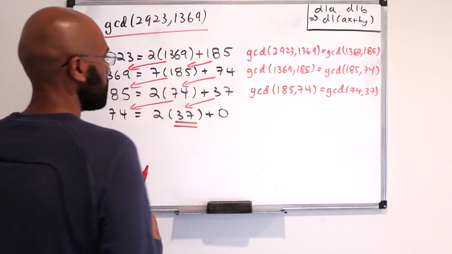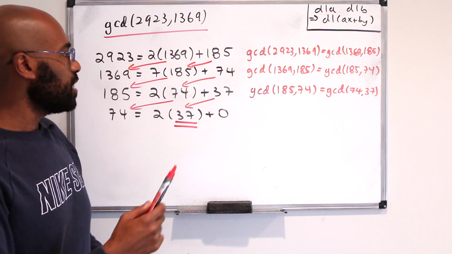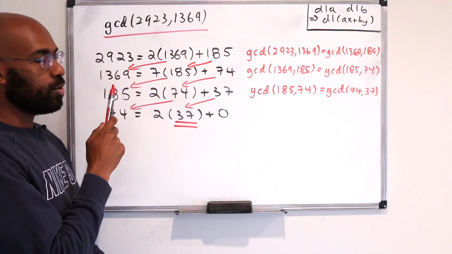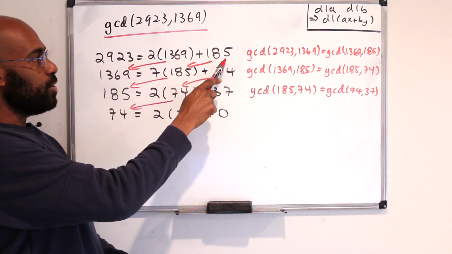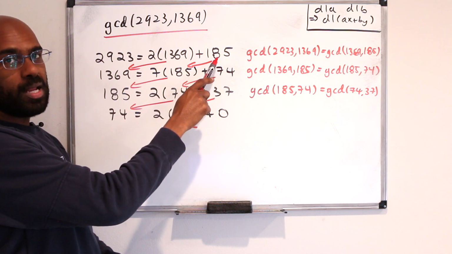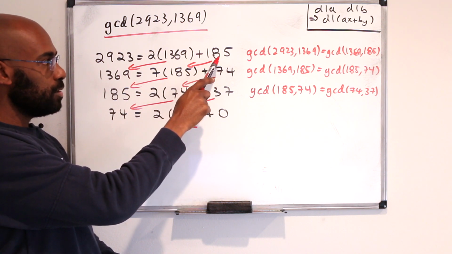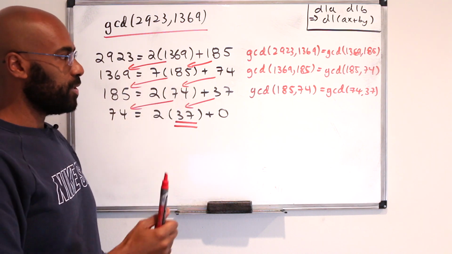So, really cool process. A few observations. You notice that the numbers are getting cut down quite quickly. Like you start with 2923, and whatever remainder you end up with is going to be more than half as small. So you're really knocking down these numbers rapidly.